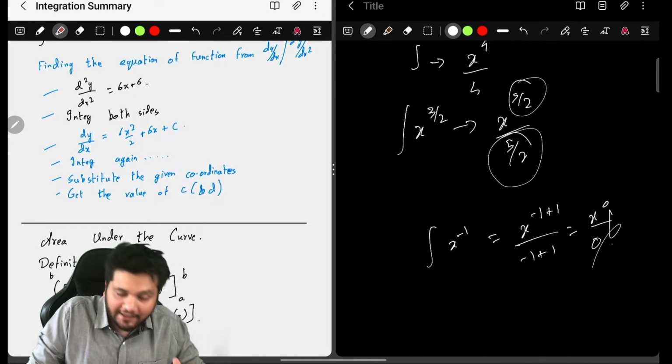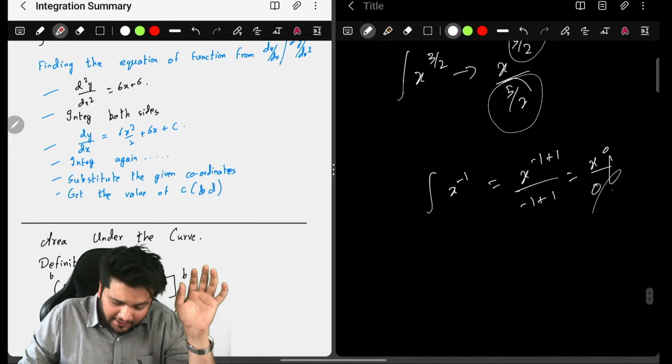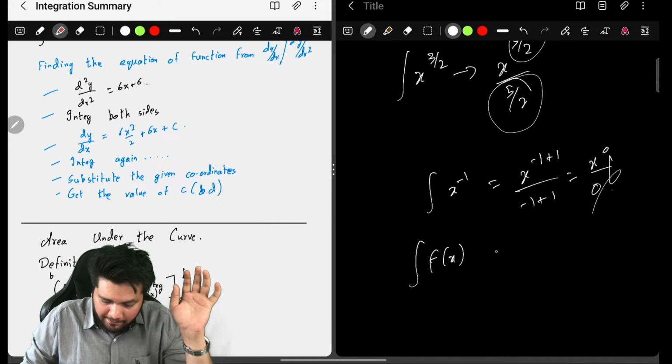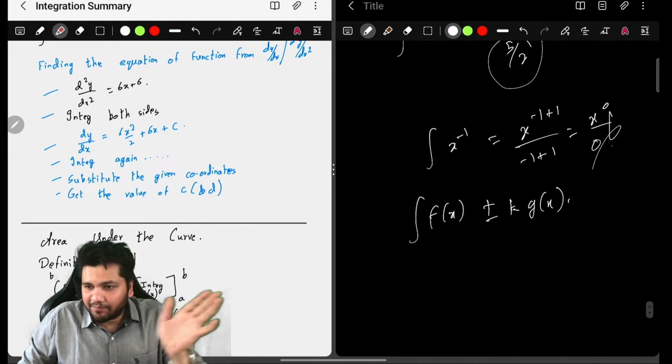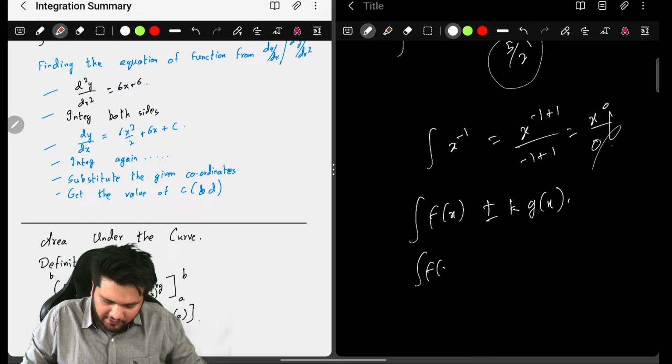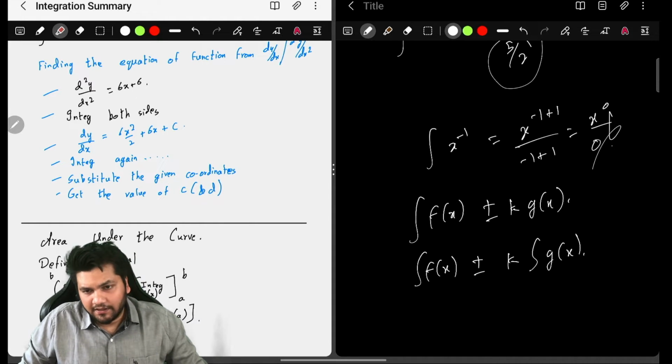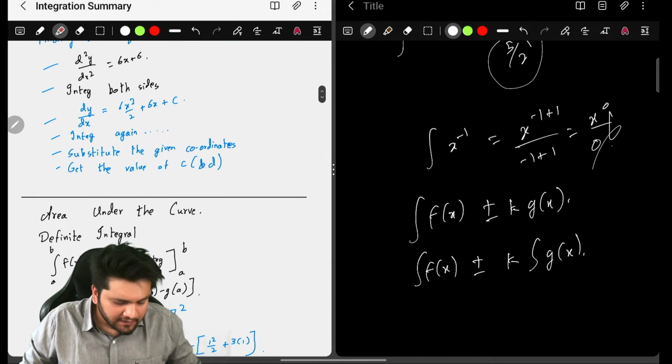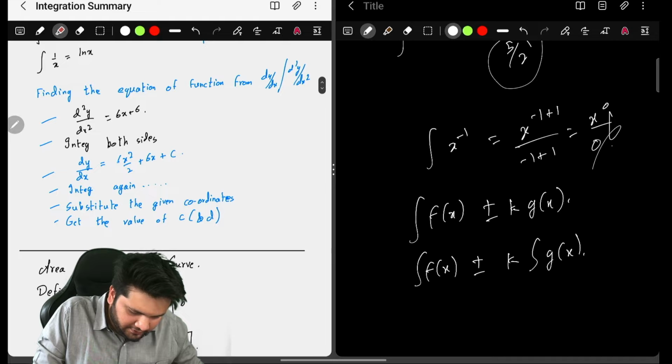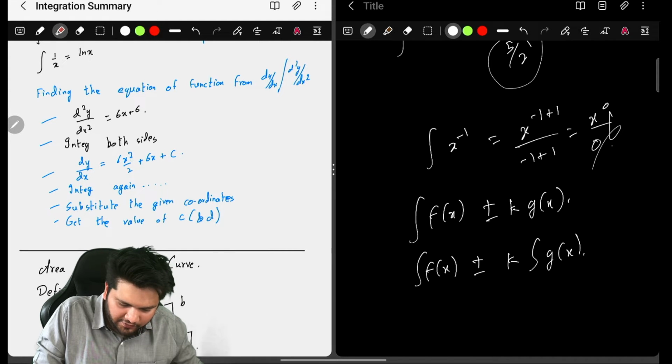After integrating, again the laws are simple: if it is the integral of f of x plus minus k g of x, I can separate the integral across the plus or minus. It's going to be the integral of f of x plus minus k, the constant outside, times the integral of g of x, just like derivatives. But remember, there is no quotient rule, no product rule, no chain rule in integration at all. We don't have any such things. Okay, so we take the constant outside. The integral of x is nothing but x square by 2 plus 6x plus c.